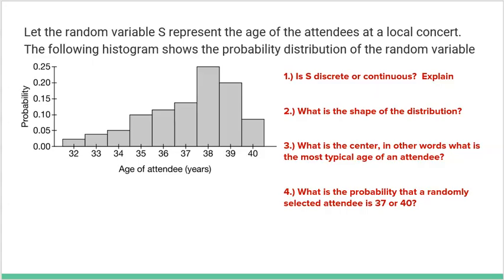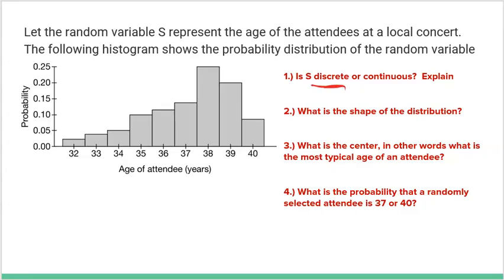All right, another example here. Now, this time we see a graph. Let S represent the age of the attendees at a local concert. The following histogram shows the probability distribution of the random variable. So we got the ages across the bottom, 32 through to 40, and then we have the probabilities. This time, instead of me writing down the probabilities for you, I'm expressing the probabilities as the height of each bar. So we have to do a little bit of estimating in terms of what the probability of each is.